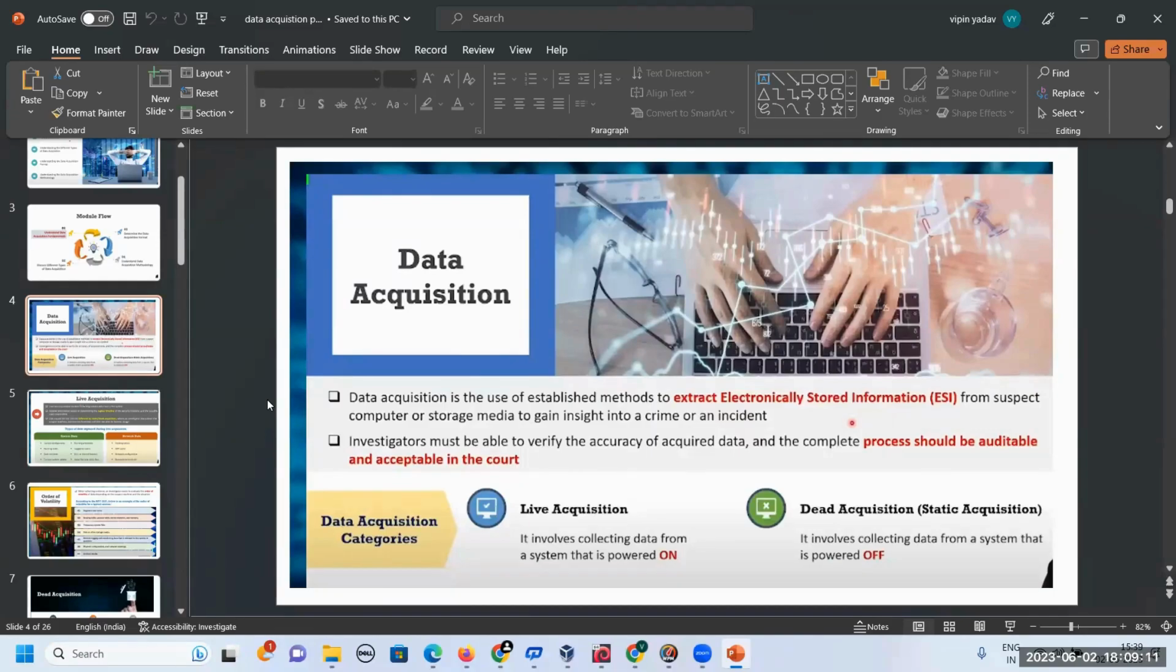First of all, what things are involved in volatile data? Is there anyone who can tell? What type of information should be in volatile data? Sir, since volatile is more related to RAM, I think the already running processes or applications. Yes, the things which are running on the powered-on computer. Is there anyone else?